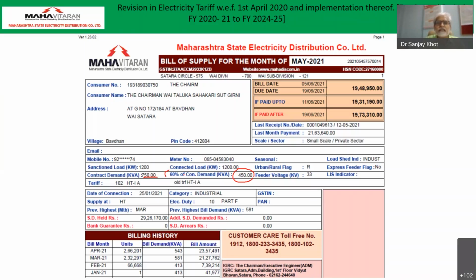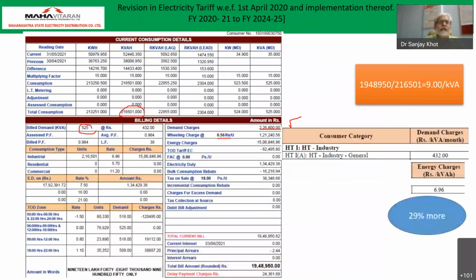Now, as it is an industry, the wheeling charges are different. That is 56 paisa per unit. Here the unit is kVA. For all our residential, we pay in terms of kilowatt hour, but all HT consumers have to pay in terms of kilovolt ampere hour. The difference between kWh and kVAh is the power factor. If the power factor is 1, both are equal. If the power factor is less, kilowatt hour is less, but this industry has to pay on the basis of kVA.